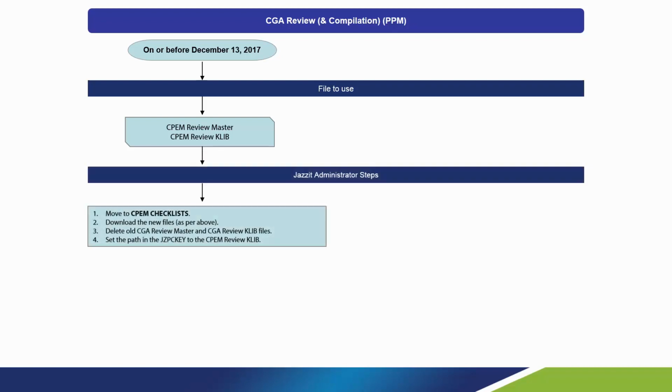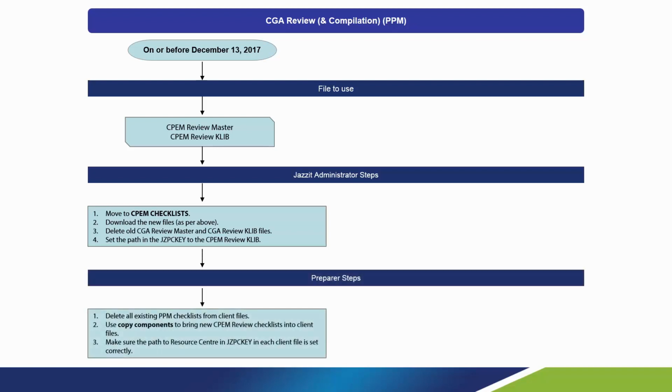The Jazzit administrator will move to the CPEM checklists by downloading the CPEM Review Master and the CPEM Review Caleb. The Jazzit administrator can delete the old PPM review checklist if the firm won't be using it anymore. They will then make sure that the JZPC key control document in the CPEM Review Master file is connected to the CPEM Review Caleb.